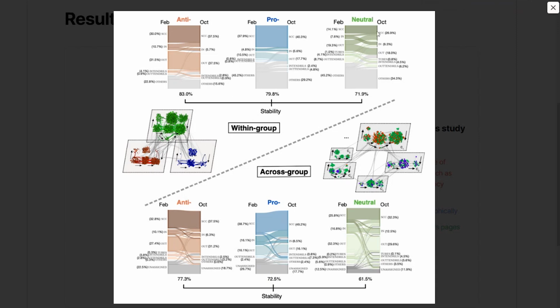Yeah, so the upper panel and lower panel show the bow tie detection results. For example, if you look at the Sankey diagram here in the corner, you can see that this represents the anti-vaccination pages, the percentage of them being assigned as SCC, in and out pages. That signifies information magnifiers, listeners, and creators. On the left-hand side it represents the February snapshot, and on the right-hand side is October, and both of them are in 2019.